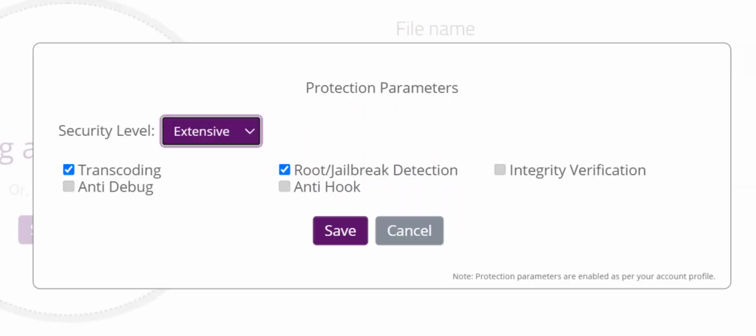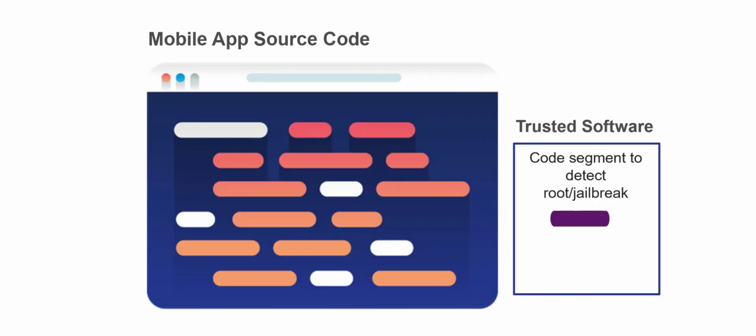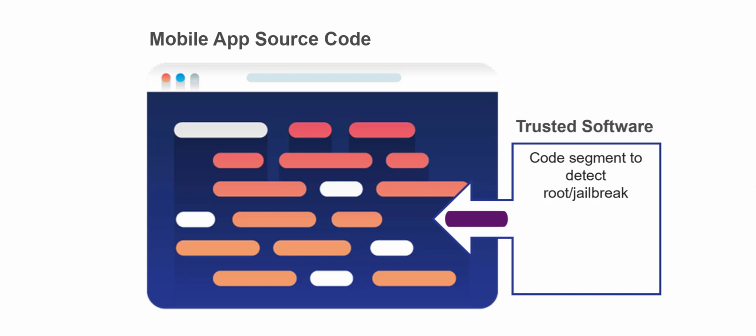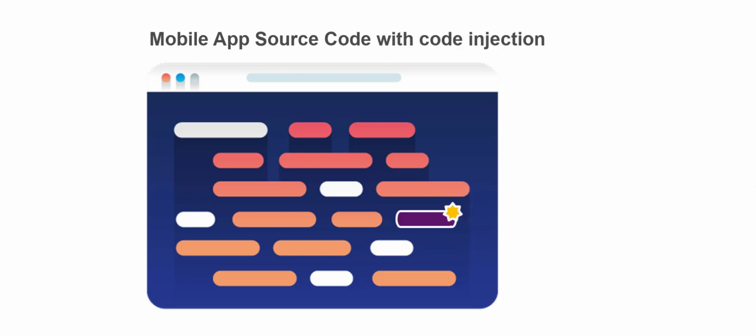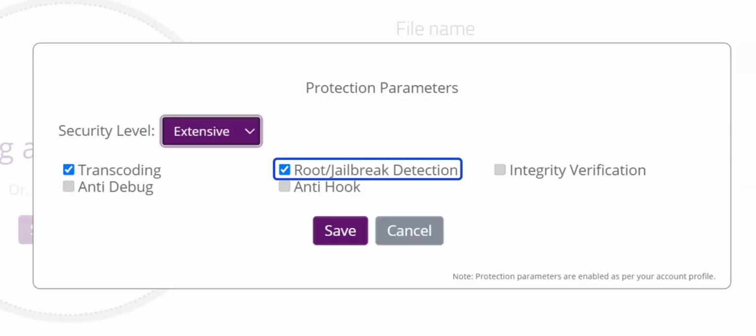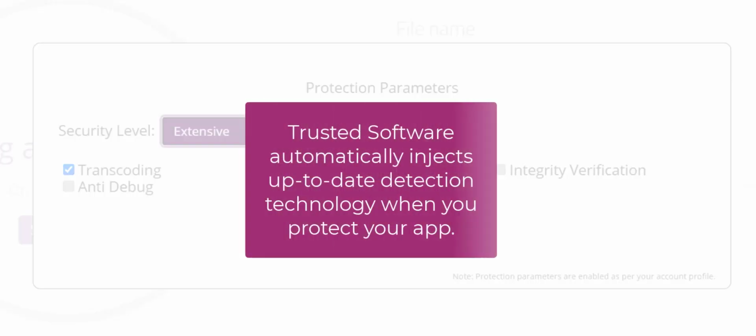On my screen, you will notice that root jailbreak detection is enabled and by default is selected. Root jailbreak detection is an injectable. That means when you protect your application, a code segment that detects root or jailbreak on a device will automatically be injected into your source code. You don't have to update and integrate the latest SDK to detect new root and jailbreak hacks. Trusted Software automatically injects up-to-date detection technology when you protect your app.